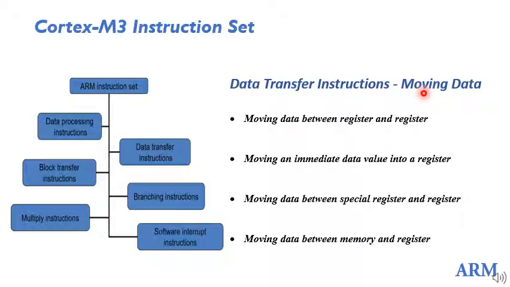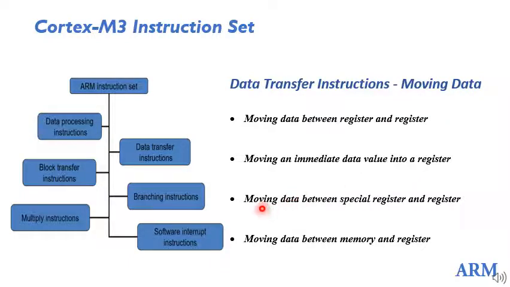Data transfer instructions can be of four types in the Cortex M3 instruction set. The first one is moving data between register and register, that is, transfer of data between two registers. The second one is moving an immediate data value into a register. Just now we have seen an example of that category.